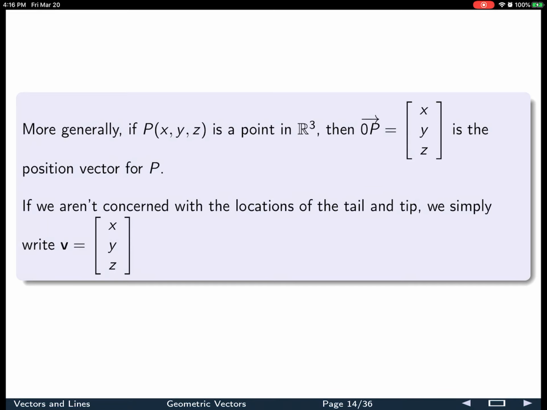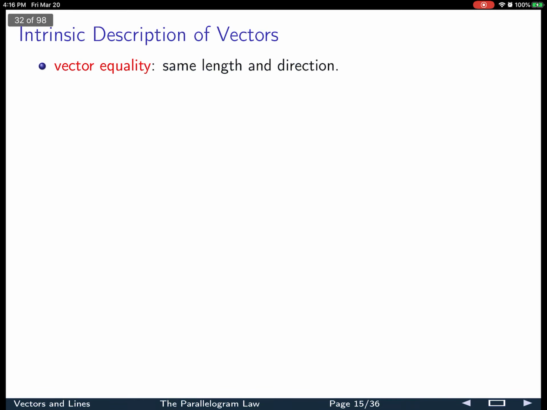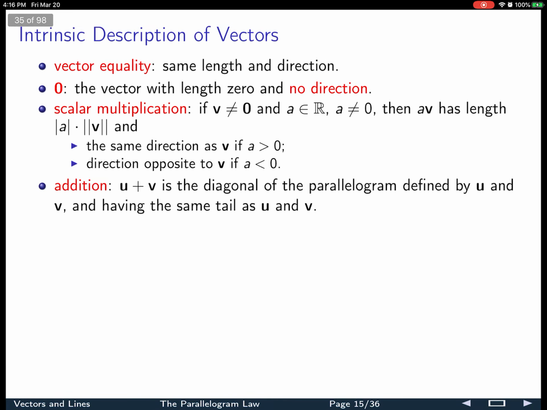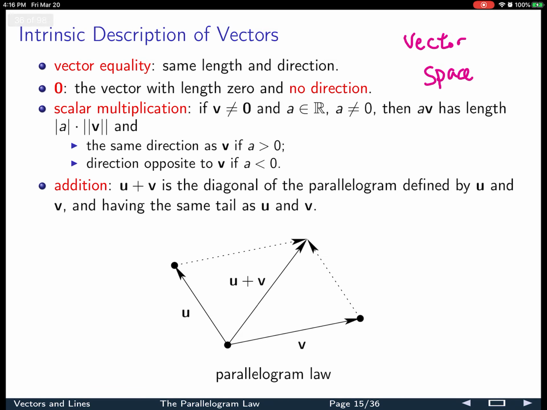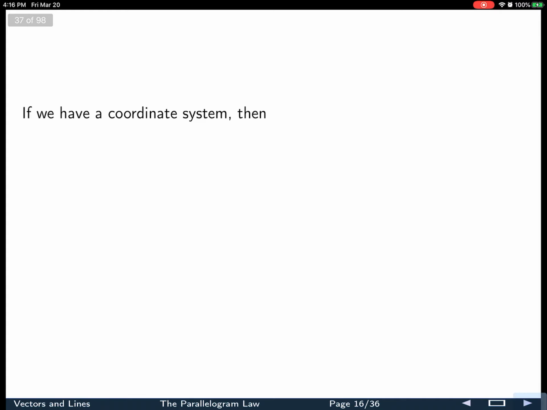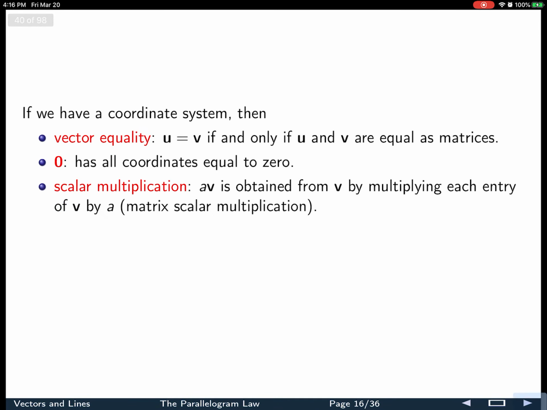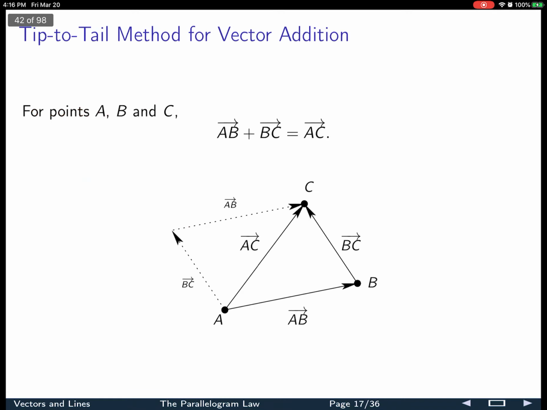All right, this is just more of the same notation. Vector equality, same length and direction. Zero vector, zero length, no direction. Scalar multiplication, addition. This is vector addition. You can make a parallelogram out of the two vectors that you're adding. You've seen this before. Here we go. Again, we've got scalar multiplication, addition. It's all good. Tail to tip method.